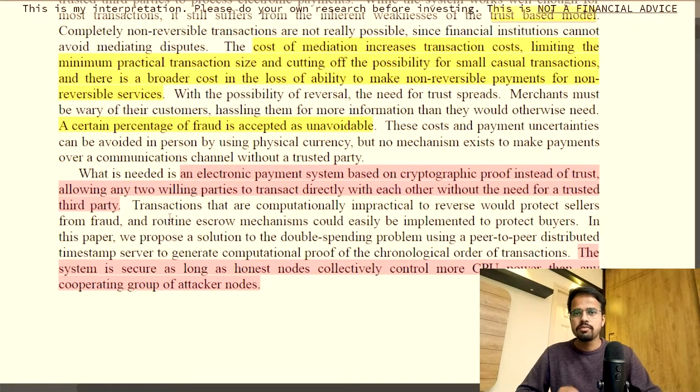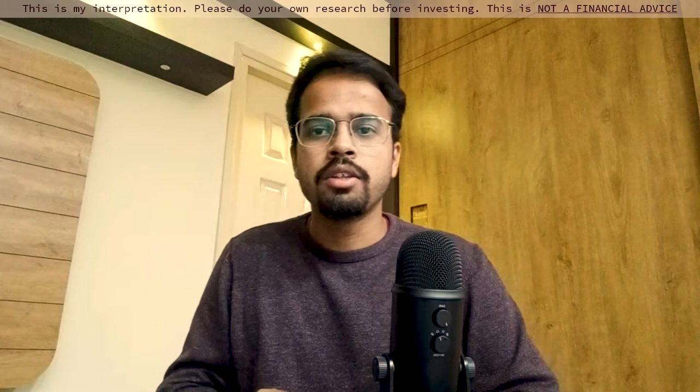So the transactions which are computationally impractical to reverse would protect sellers from fraud, and routine escrow mechanisms could easily be implemented to protect buyers. Now here they are talking about the benefits of such a system. On the one side it can protect sellers from fraud, and on the other hand it can protect buyers, because escrow is a sort of account. So let's say you hire someone for work and you give a contract.